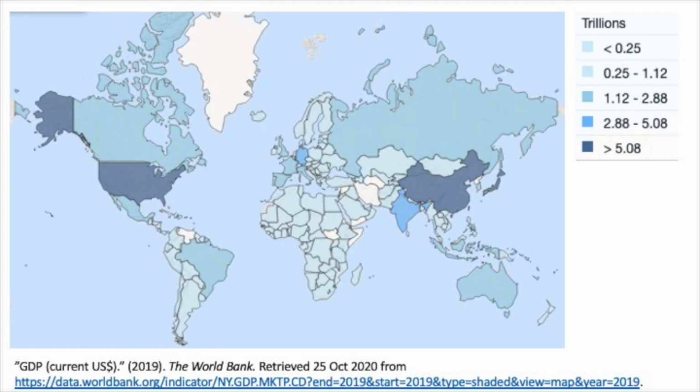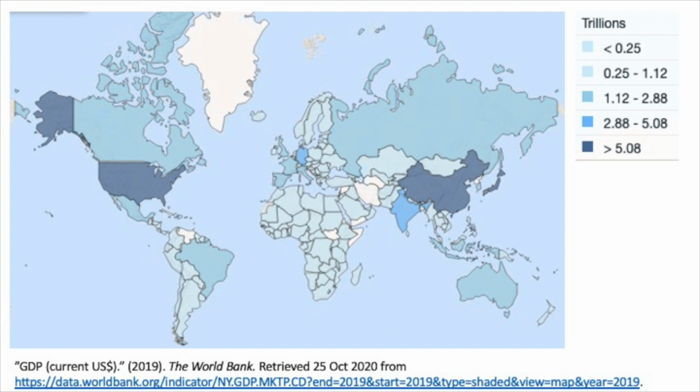Here's another way of looking at global income or wealth inequality. This is giving us a cross-national comparison of the GDP, or gross domestic product, from the World Bank. GDP is a way of measuring the value of an economy, right? How much product is going out? How much is being produced and how much is it worth?